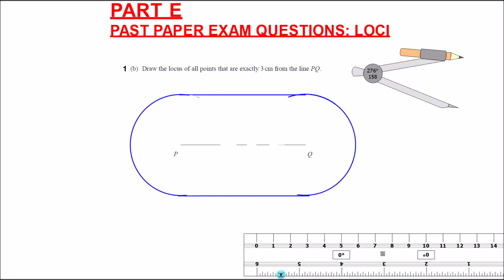So there we go. I'm just going to put back on the bits of the line PQ we want to actually keep. And so there we go. So that blue line along the outside is essentially the distance of all points exactly 3 centimeters from the line PQ. And so above PQ and below is going to be a straight line and circular edges around the ends of the line. And so that's question 1 done.